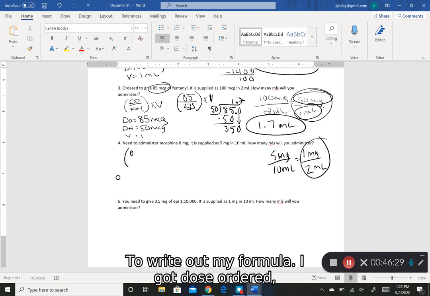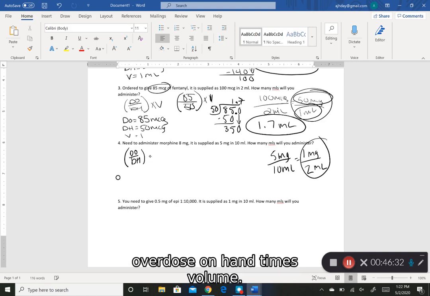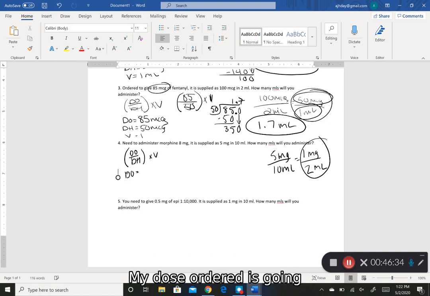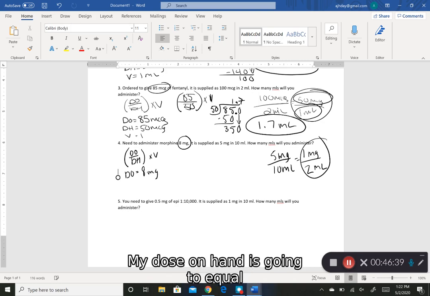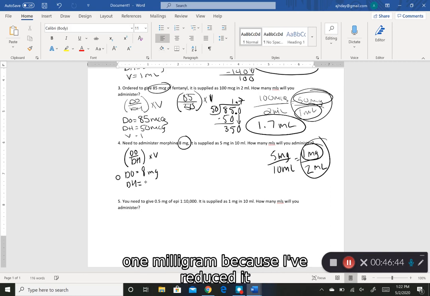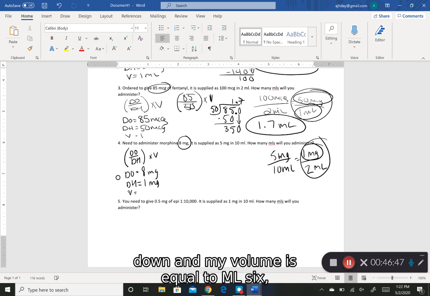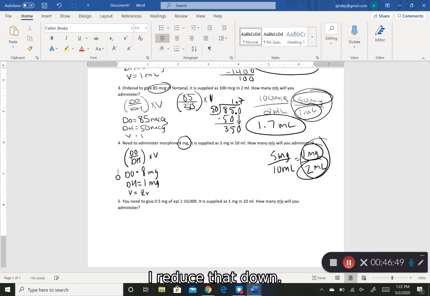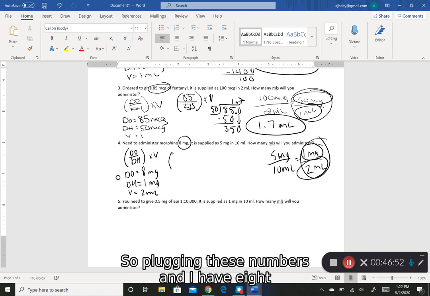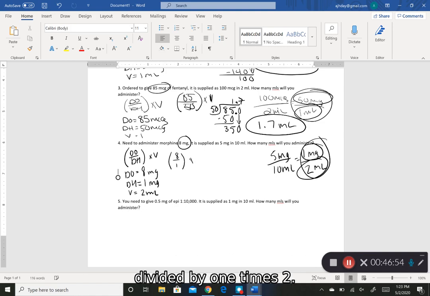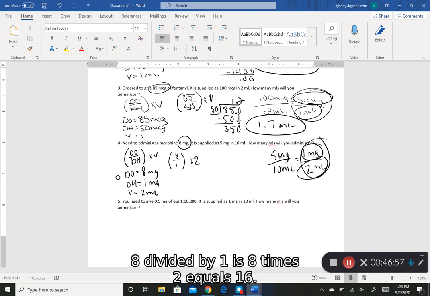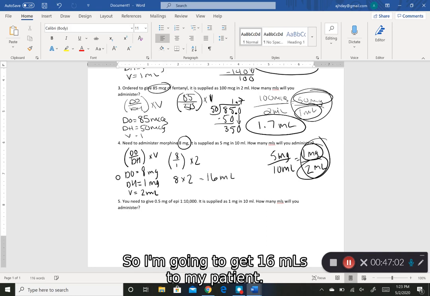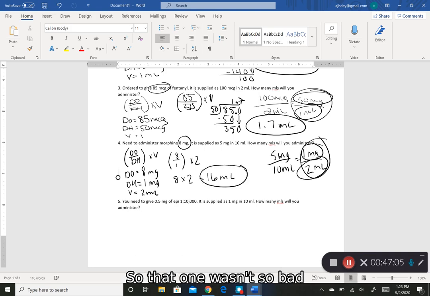Let's write out my formula. I got dose ordered over dose on hand times volume. My dose ordered is going to be 8 milligrams. That's what I want to give to my patient. My dose on hand is going to equal 1 milligram because I've reduced it down. And my volume is going to equal 2 mLs because I've reduced that down. So plugging these numbers in, I have 8 divided by 1 times 2. 8 divided by 1 is 8 times 2 equals 16. So I'm going to give 16 mLs to my patient. So that one wasn't so bad.